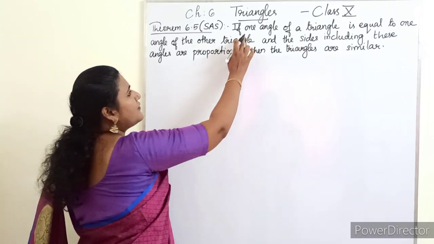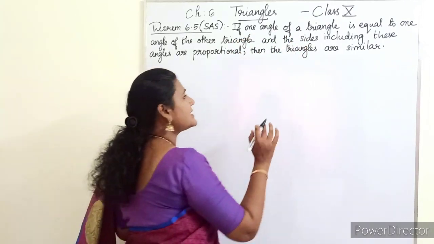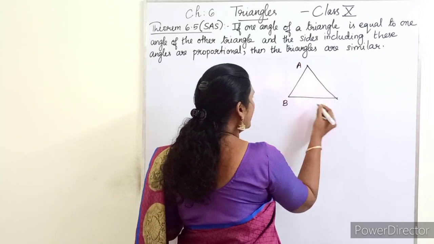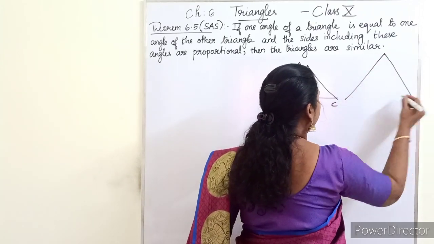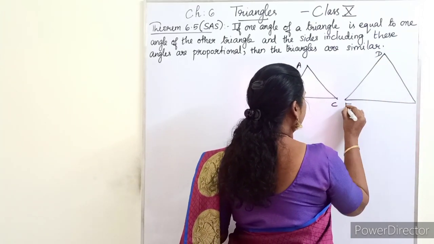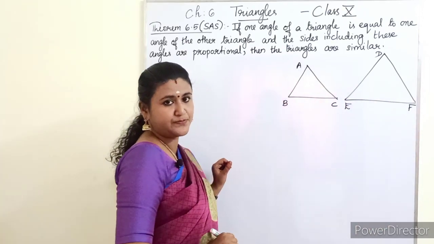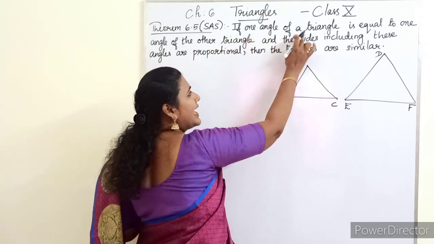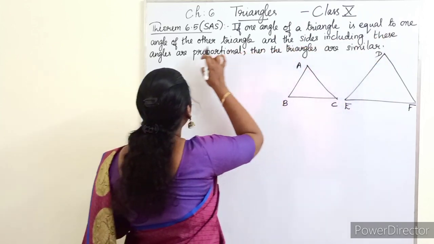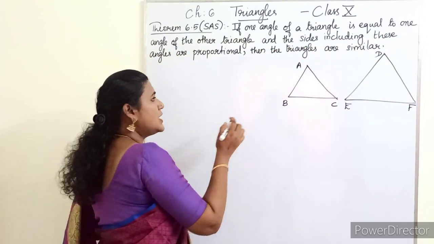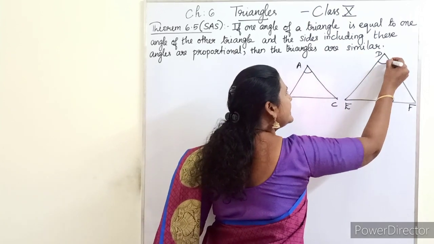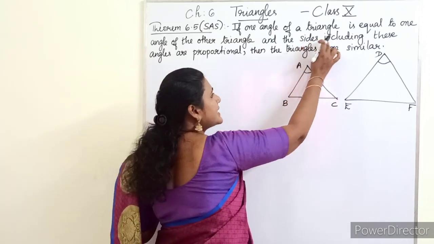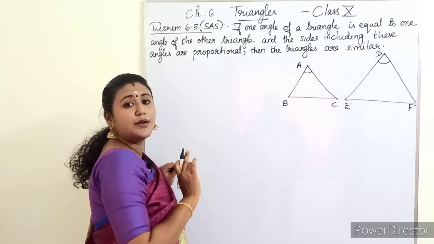So what is given? Let us consider two triangles ABC and DEF. What is given in the statement? If one angle of a triangle is equal to the angle of the other triangle, so we will take angle A and angle D are equal. So this condition is given in the statement, and the sides including these two angles are proportional.